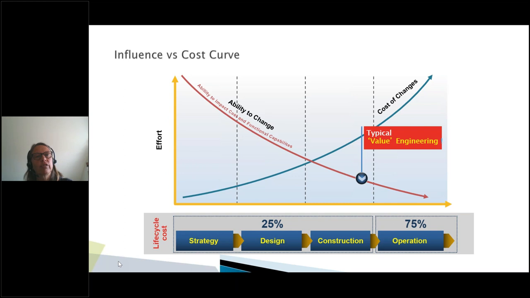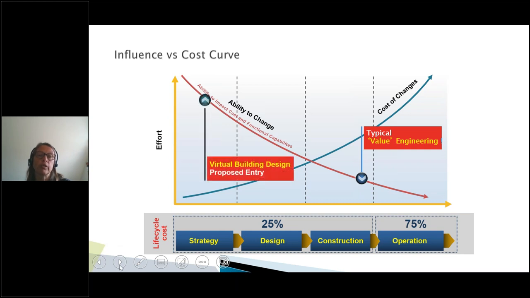And then we have this influence versus the cost curve, the typical value engineering. Is that still inherent within our procurement? Is it still that we can do that value engineering right at the last moment, at the end of construction? Or do we actually want to bring it into the virtual building design? That being the proposed entry, a much cheaper way to explore changes before we go into the real world.